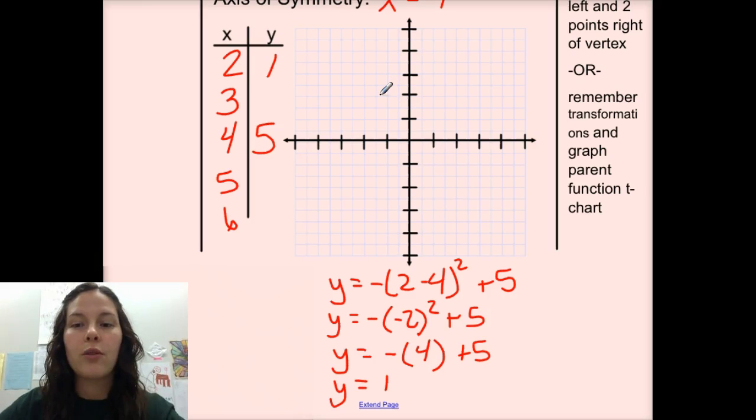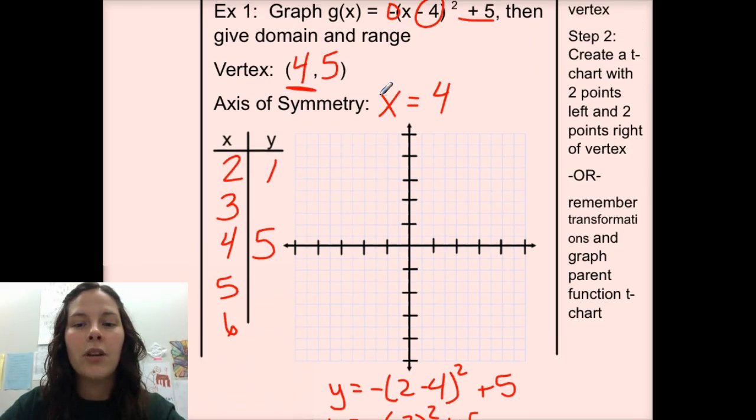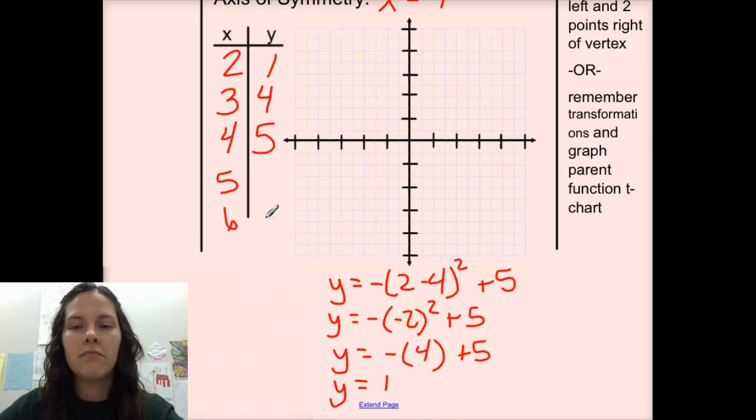If we substitute 3 into the function, we get a y value of 4. If we substitute 5 into the function, we get a y value of 4. And substituting 6, we get a y value of 1. Again, keeping track of the order of operations. To save a little bit of time, I jumped ahead instead of showing all of my work on those.